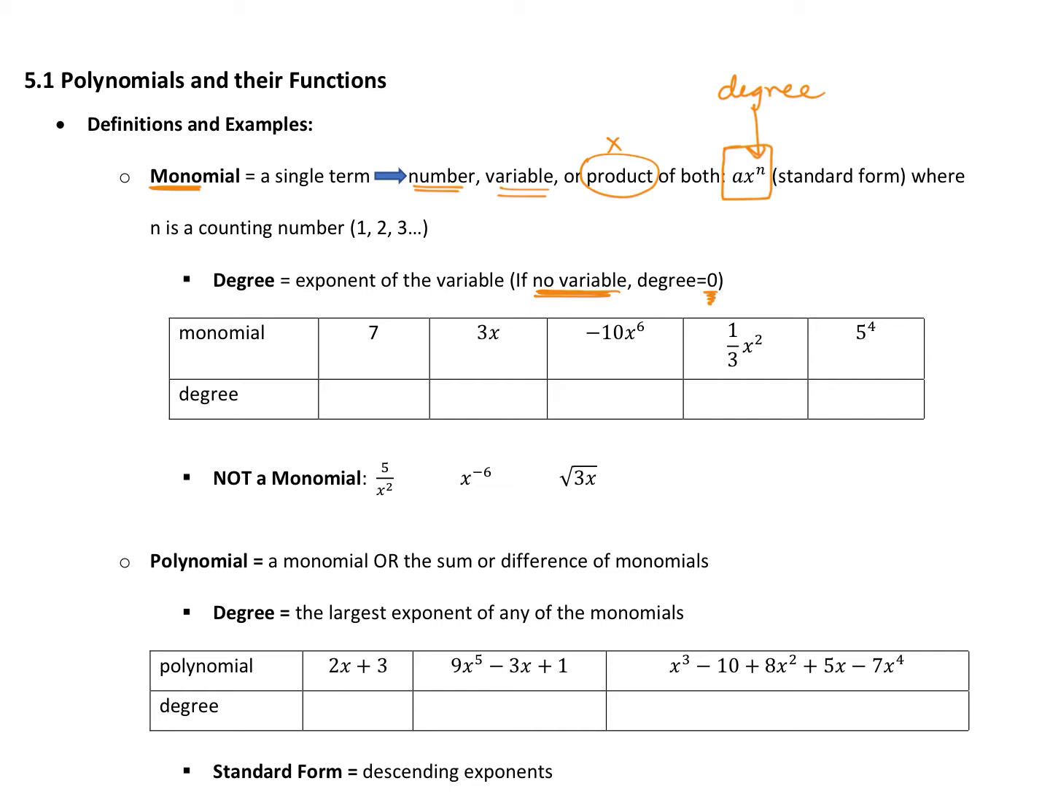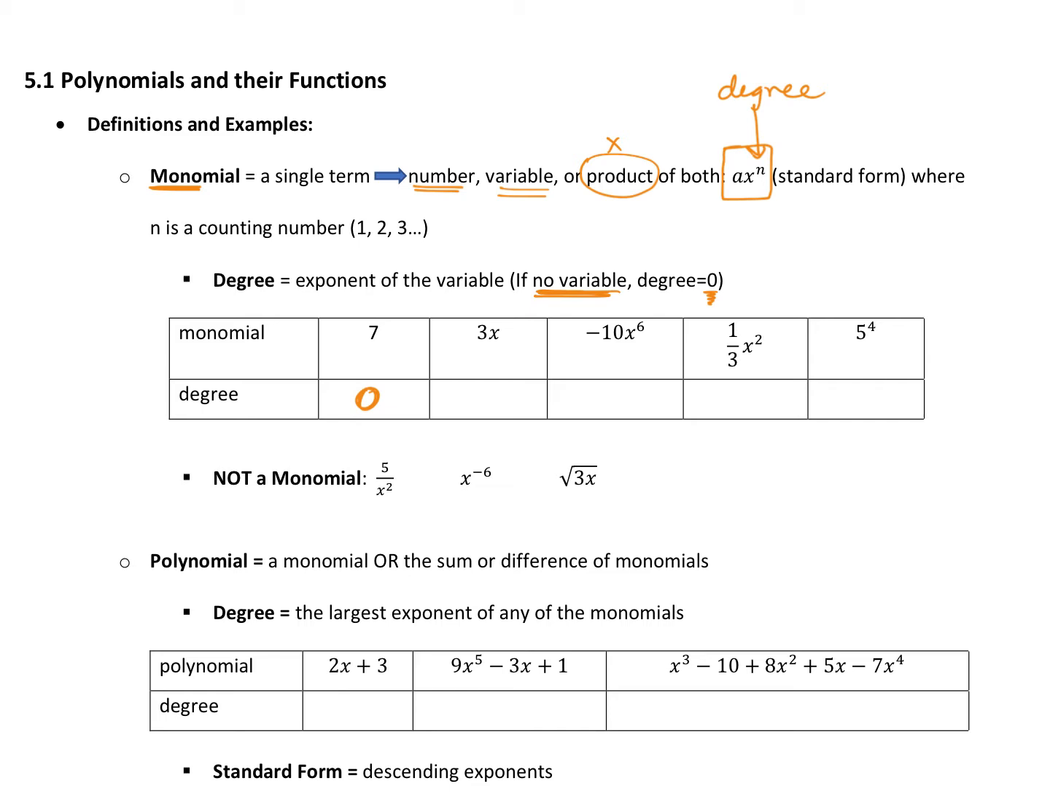Okay, so I'm gonna give you 5 monomials and you're gonna tell me the degree of them. What's the degree of the number 7? 0. There's no variable, right? It's essentially x to the 0 power because anything to the 0 power is, anybody? 1. Anything to the 0 power is 1. So basically we're saying 7 times 1 if you need to think of it that way, okay? That means our degree for this one is 0.